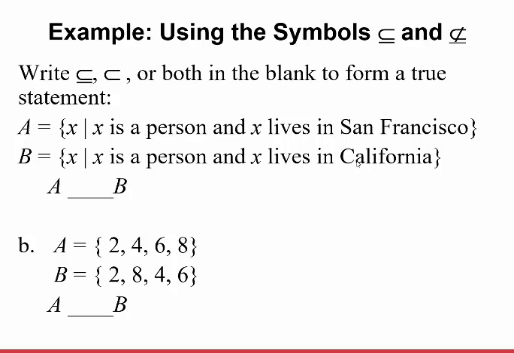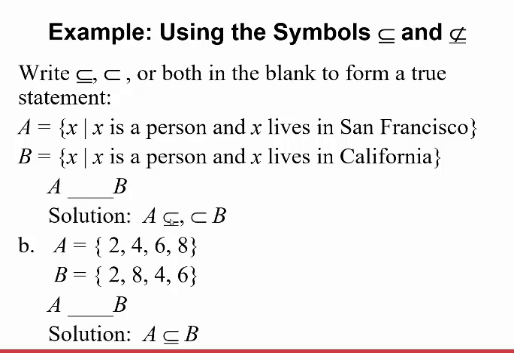Do all the people who live in San Francisco also live in California? Yes, so they're part of it. But there are people who live in California that do not live in San Francisco. Yes, they're a subset of each other. Now, it's a proper subset. Are there fewer people who live in San Francisco than live in all of California? Absolutely. So the solution here is both. It's both a subset and a proper subset.